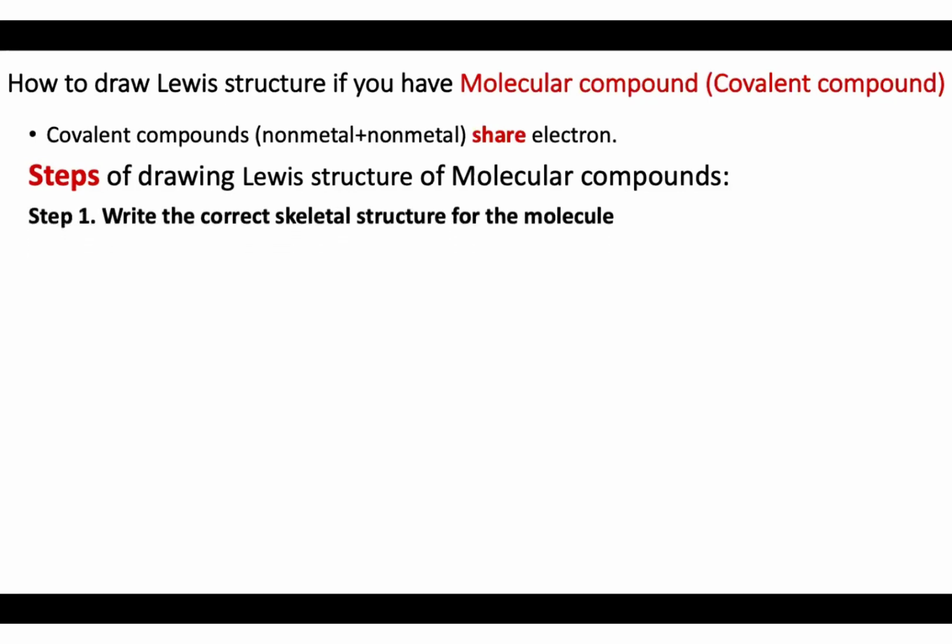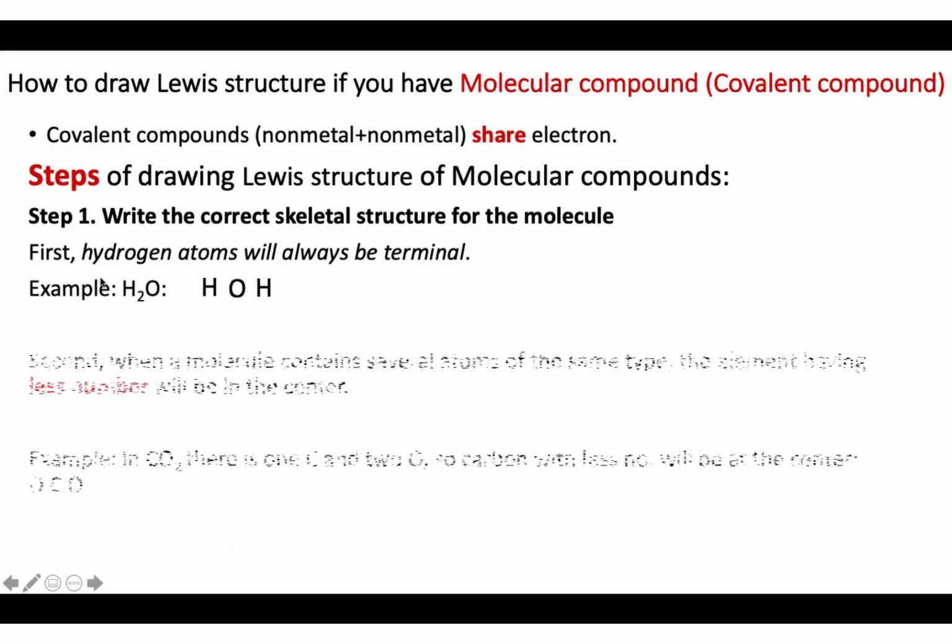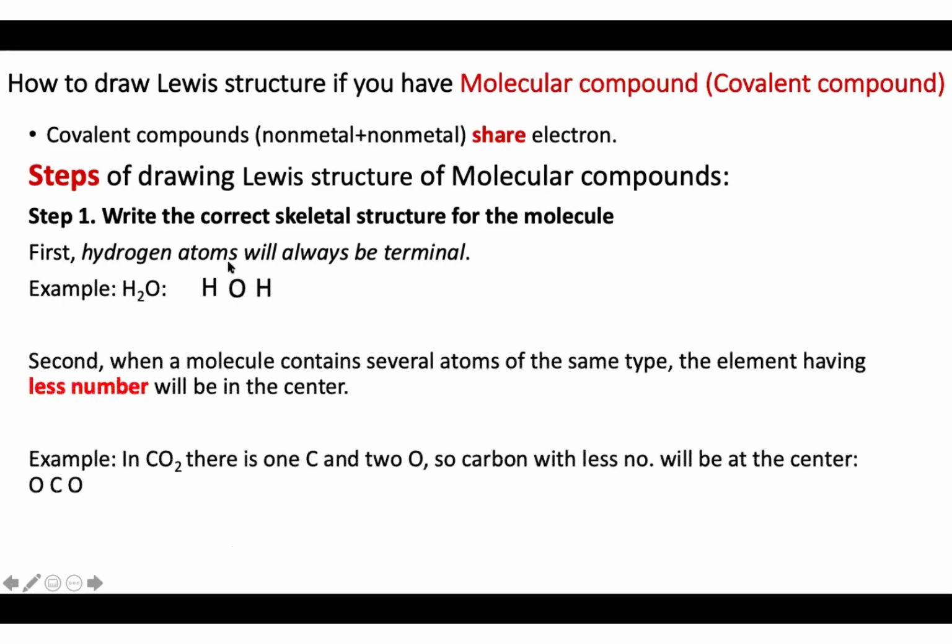First, we should write the correct skeletal structure for the molecule. And remember, molecular compounds are all non-metals. Always pay attention that hydrogen will always be a terminal atom. It means it will always be in the corner. For example, like H2O, hydrogens will always be in the corner. Hydrogen will never be in the center, because hydrogen can make only one bond since it has only one valence electron. That's why hydrogen is always a terminal atom.